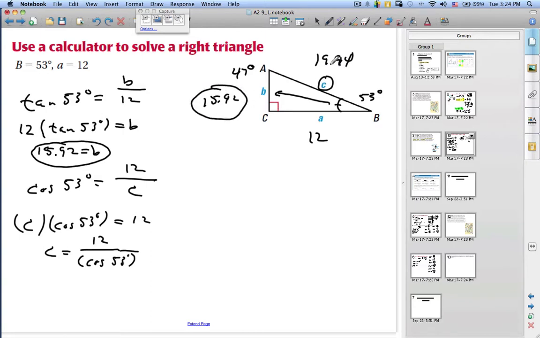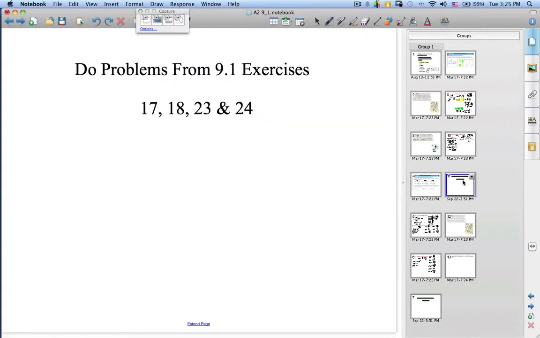Okay, so I know that I found my hypotenuse, I found my other side, and I found my missing angle. So I have solved my triangle. When it asks you to solve a triangle, they're asking you to find all of the missing parts to the triangle. Okay, so go ahead and practice that. Do problems 17, 18, 23, and 24. Come on back and we'll finish this out.